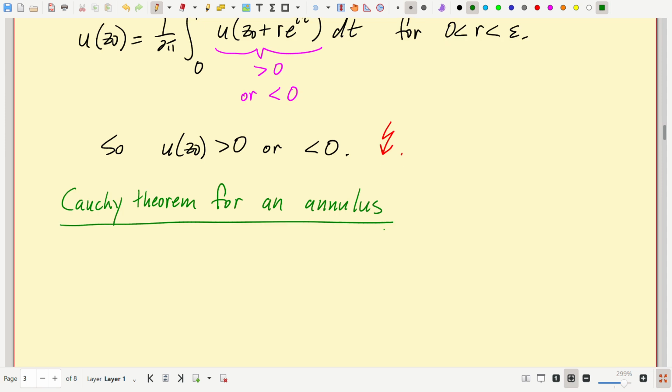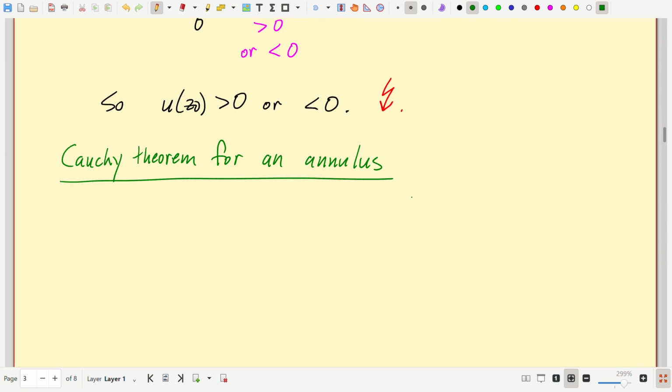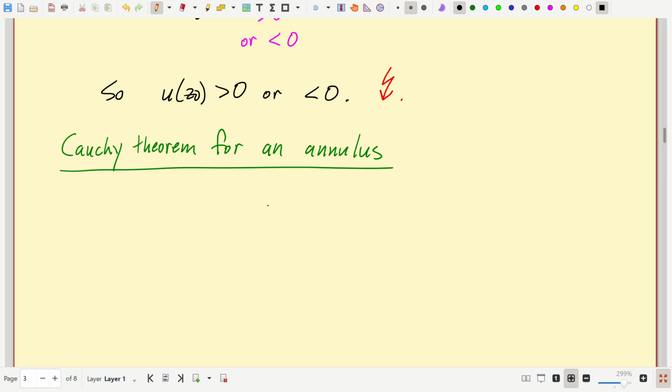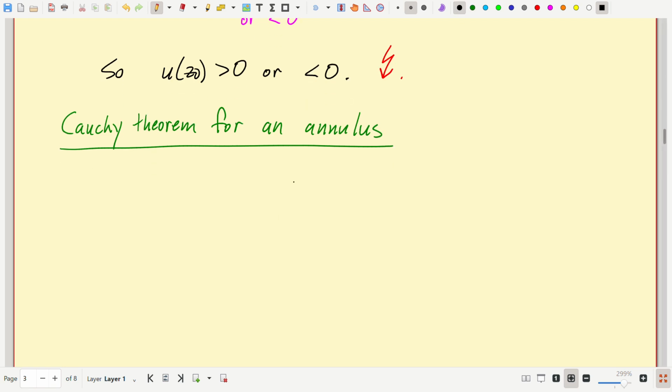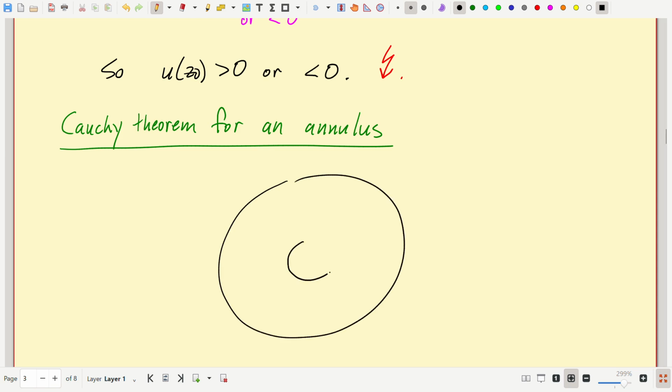Let me draw a picture of what it's going to look like. We'll have, let's see, I'm going to have an annulus. I'll have a center, call it Z naught. I'll have an inner radius here and an outer radius.